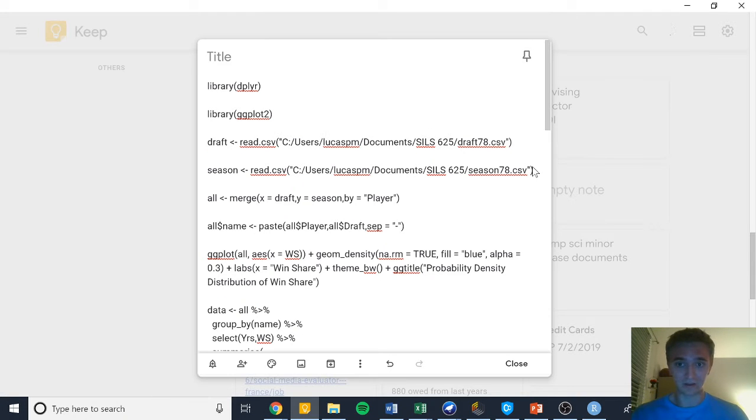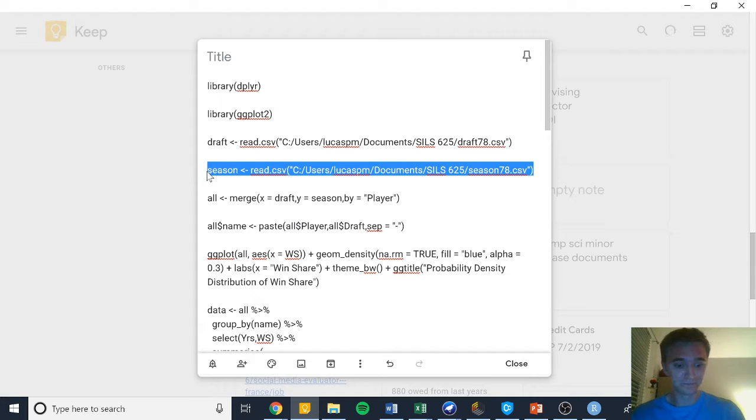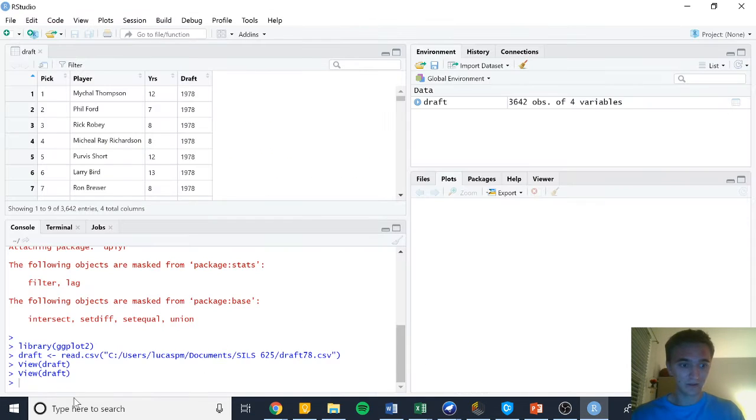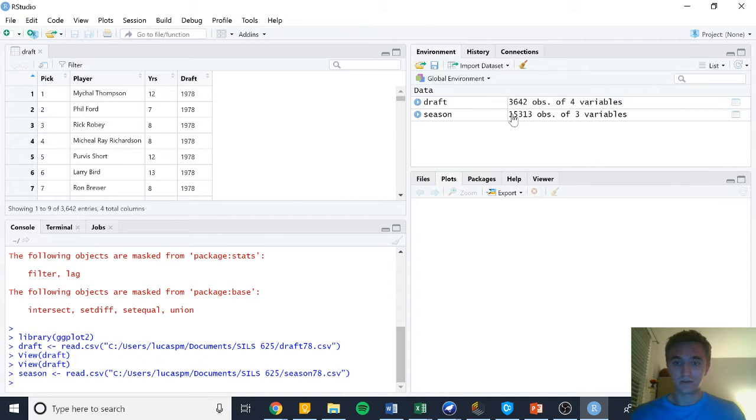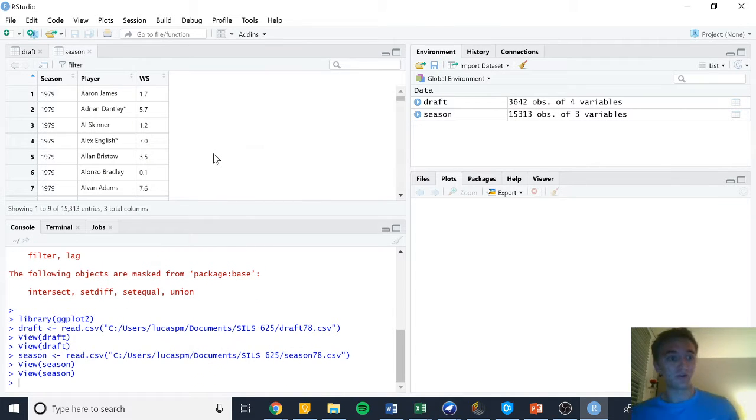So then I got a second data set here we're going to bring in. This is a much larger data set. This is season by season data from the same time period, starting in 1978 until, both of these are up until 2013 to 2015. Actually, I believe it's 2015. And this is every player that played in the NBA, and then the win shares they brought to the team.